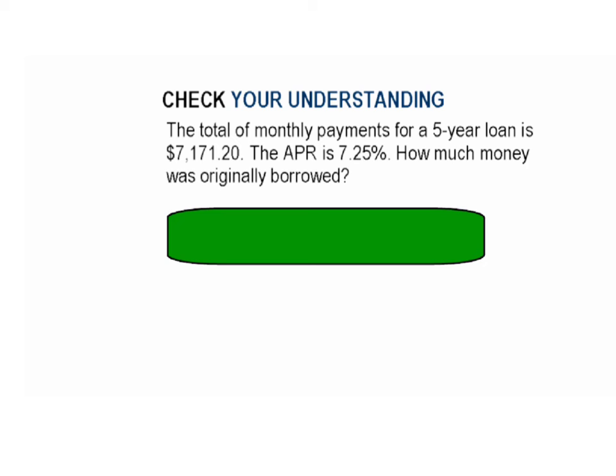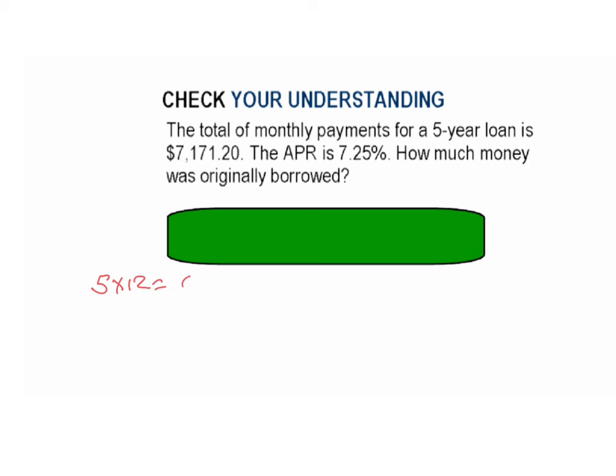It says, for check your understanding here, the total amount of monthly payments for a 5-year loan is $7,171.20. The APR is 7.5%. How much money was originally borrowed? Well, we know that in 5 years, there are 60 months. In other words, 5 times 12 equals 60.